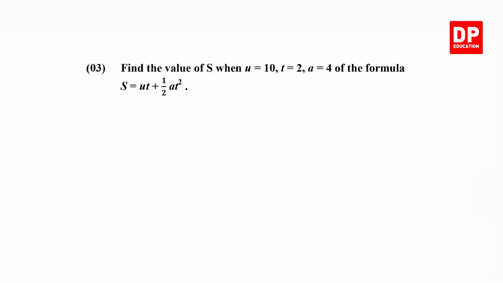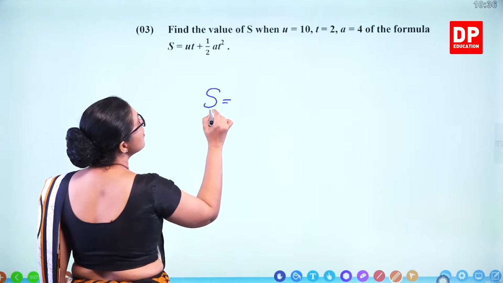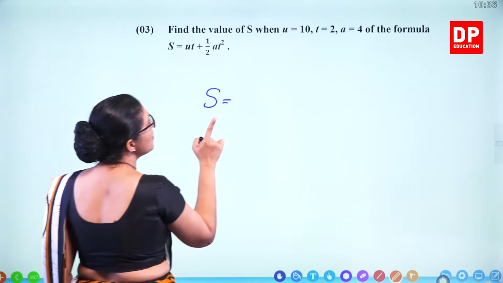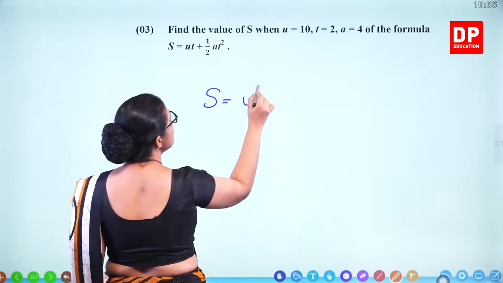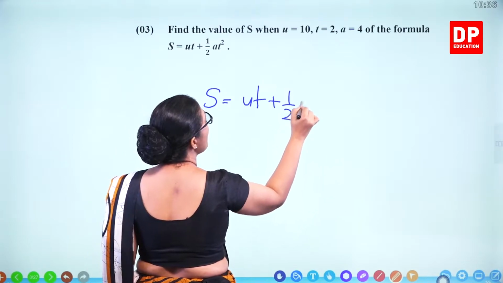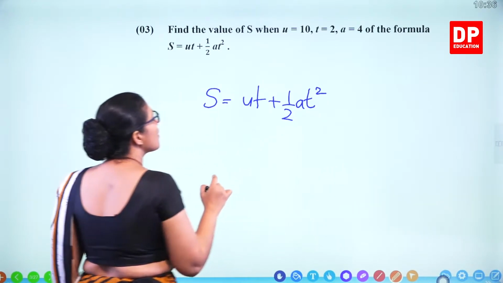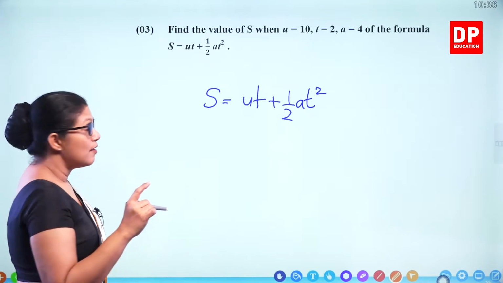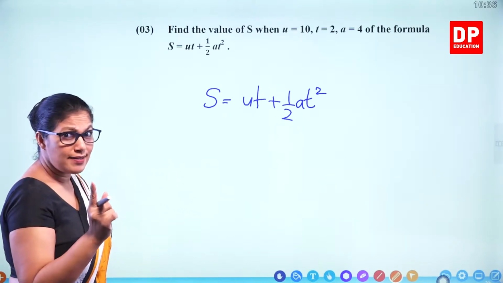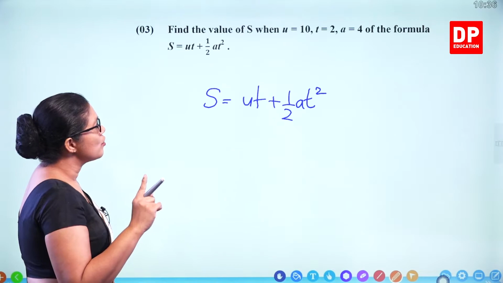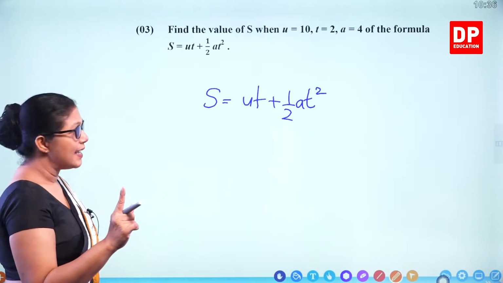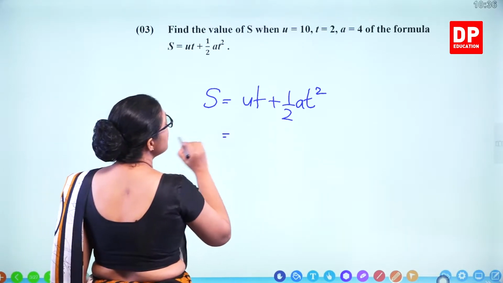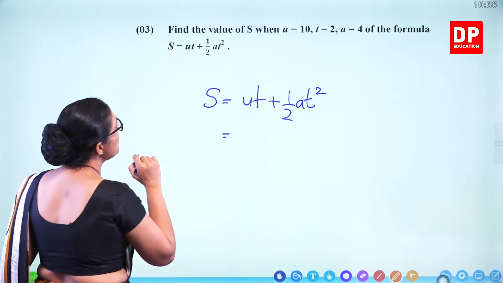Question number 3. Find the value of s when u equals 10, t equals 2, a equals 4, if the formula is s equals ut plus half at squared. This is a formula that you use in science: distance is equal to ut plus half at squared, where u is the initial velocity, t is time, and a is acceleration. So we can substitute and find the s value.